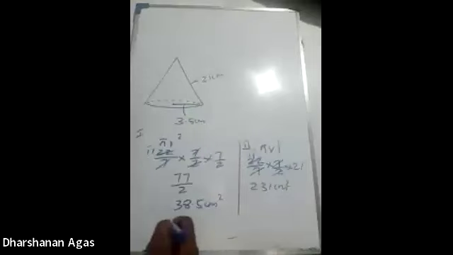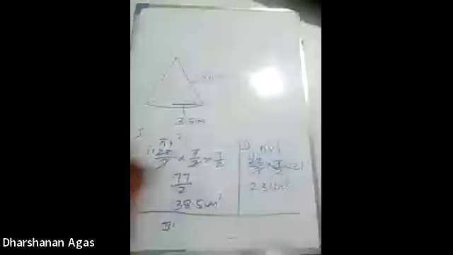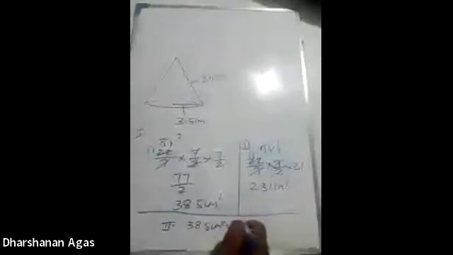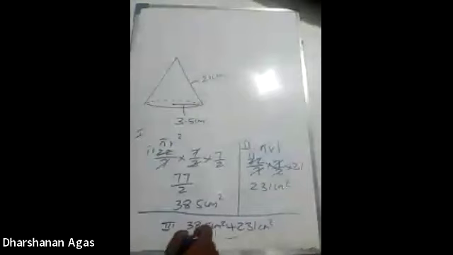Then no need to use the formula, students, for the third one. Add 38.5 plus 231. Then your answer is 269.5 square centimeter.